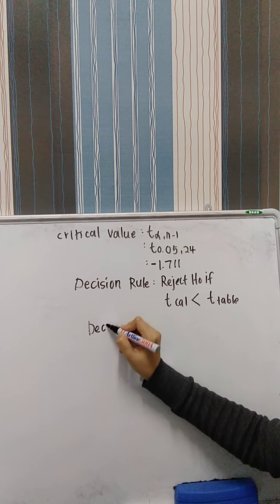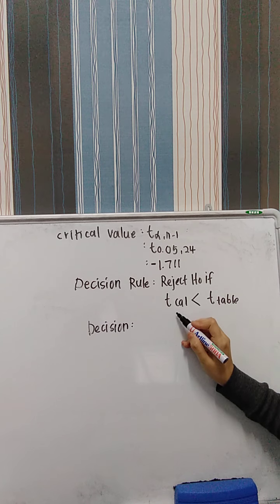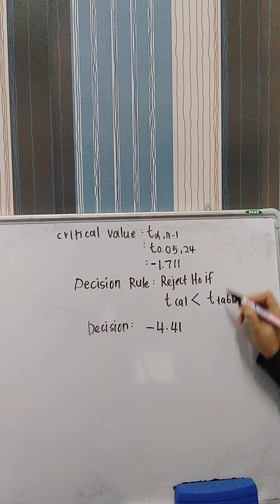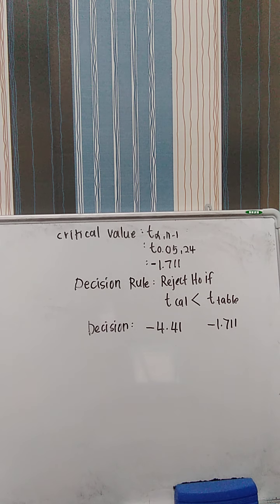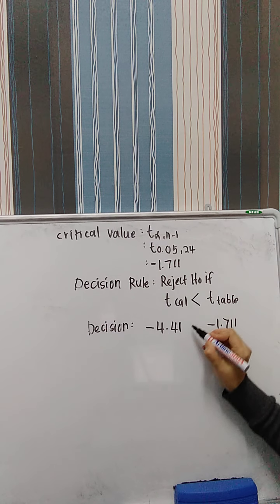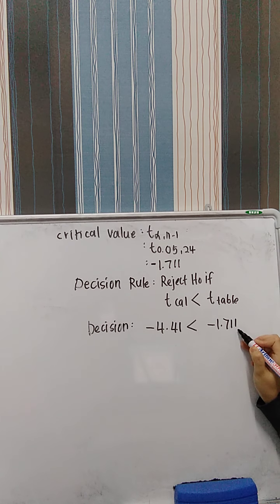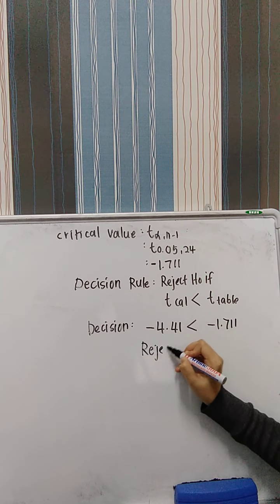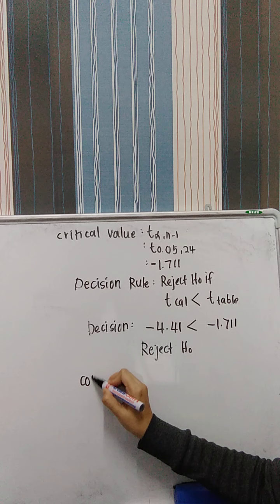Okay, next we continue to the decision, to compare the value from T calculate and T table. So the T calculate is negative 4.41 and T table is negative 1.711. Okay, compare the value. Is it less than or more than? Negative 4.41 is less than negative 1.711. So if less than, it means you need to reject H0.